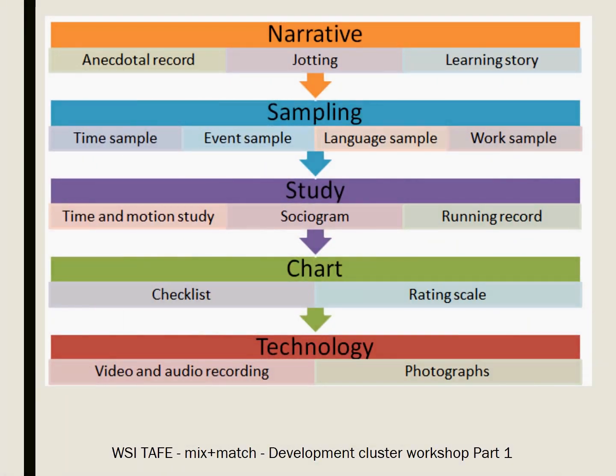This is a slide that shows you all of the different possible types of observations. We're not covering all of them. You've got narrative observations, which is your anecdotes, your jottings, your learning stories. Those 3 we do focus on. You've got your sampling, time and event samples, which is a good idea to know about because you need them when you do the behaviour unit, 020. Language sample, which we do, and a work sample, which we do.